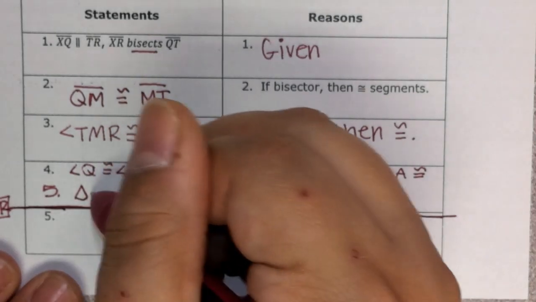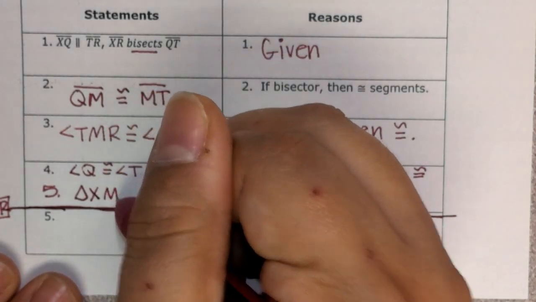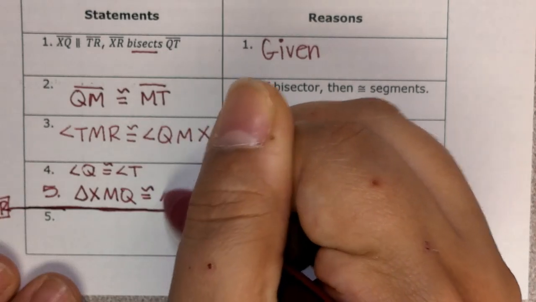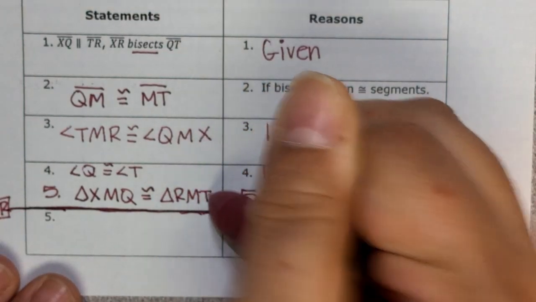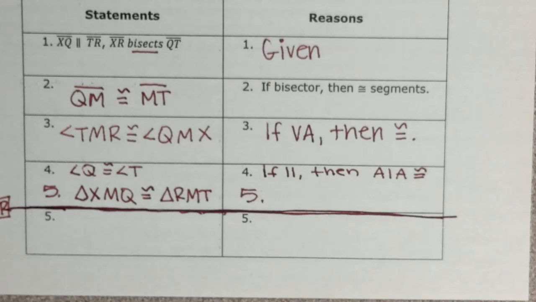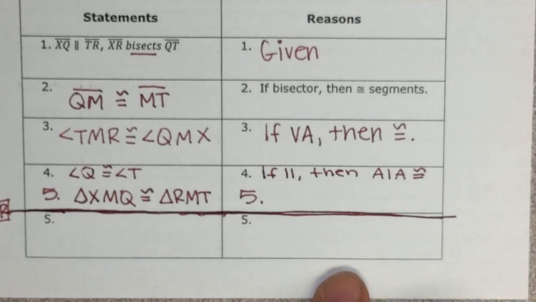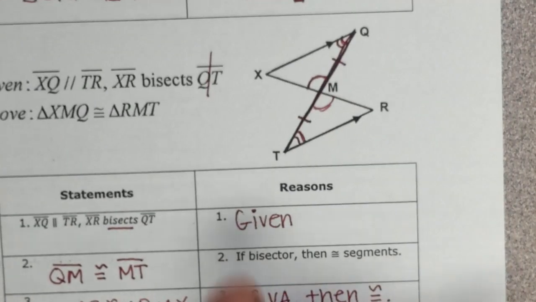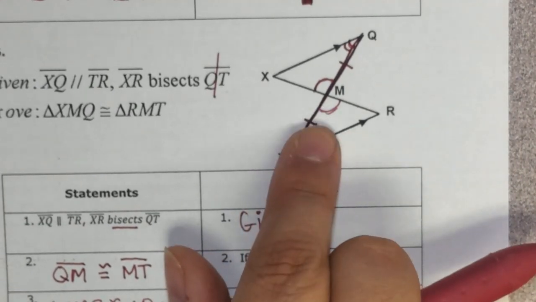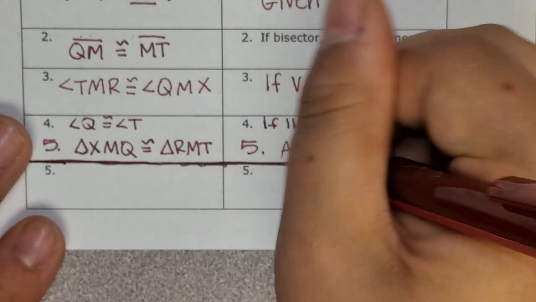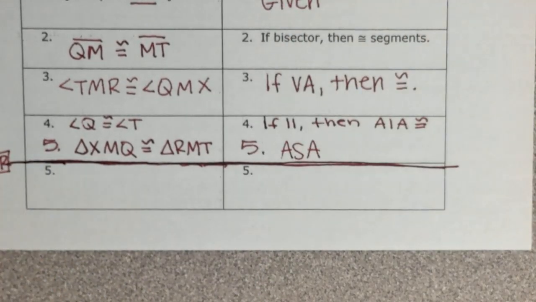So we would end this with my proof. Triangle XMQ is congruent to triangle RMT. Why? And let me show everybody that. I'm going to let everybody copy real quick. Look at the picture. Do y'all agree I have an angle, 2 angles with a side between? Yes. So it would be angle, side, angle. And you would be done.